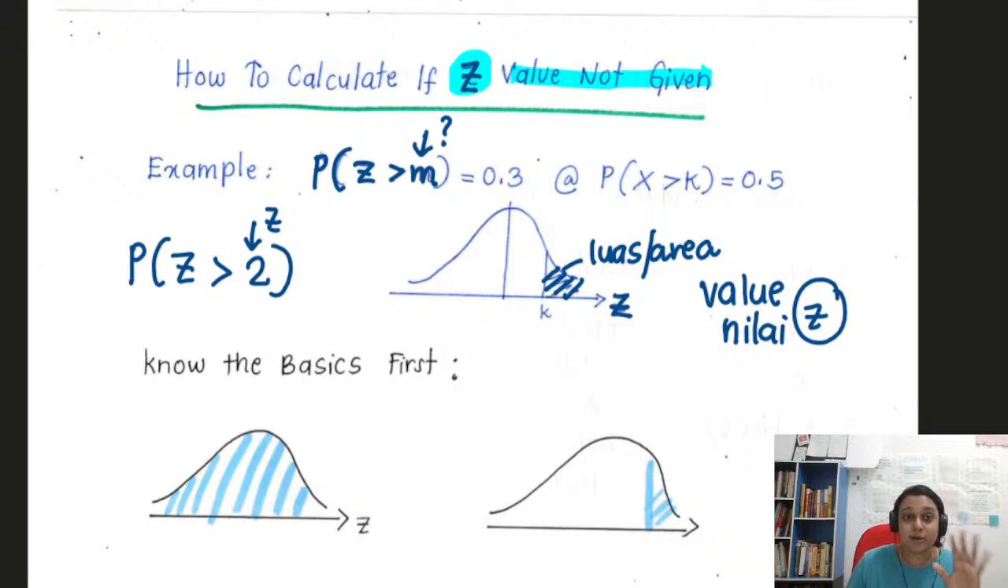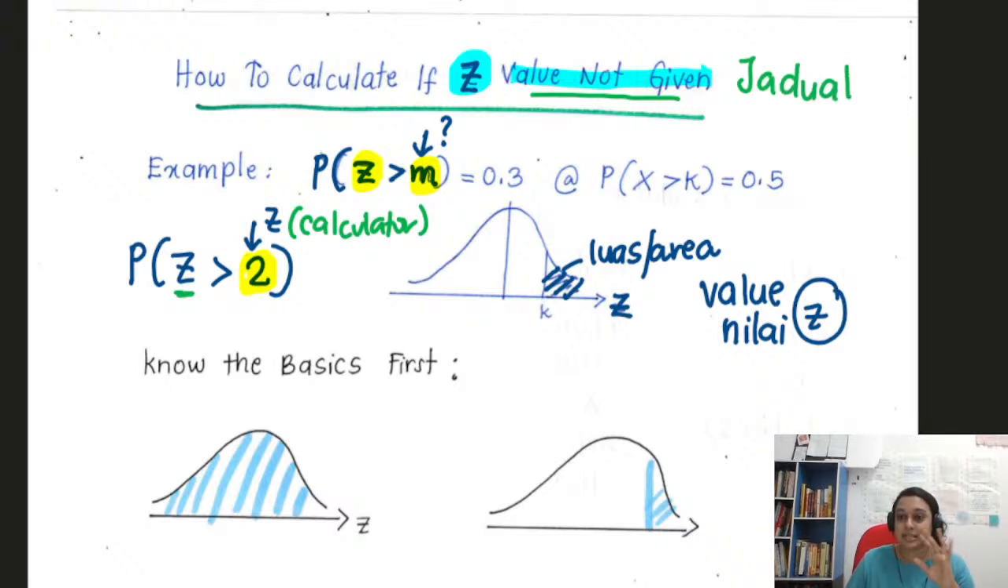So, you just see, tengok jiran dia saja. Ni jiran dia ada nombor tak? Jiran dia tak ada nombor kan? So, kalau tak ada nombor, value of Z tak diberi. Tapi kalau Z ni jiran dia 2, 2 tu ada nombor, right? So, kalau ada nombor, you use calculator. Kalau tak ada nombor, kita guna jadual. You must use the table. This is the first thing. Remember how to differentiate. Cara kita nak carilah, whether must guna calculator or must guna jadual. Okay, clear?